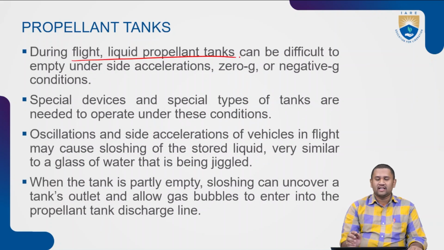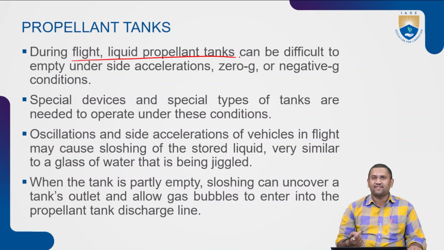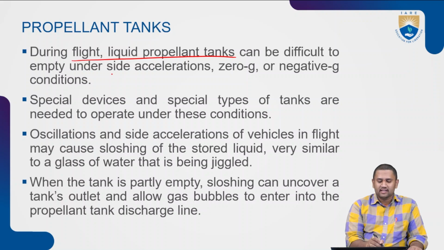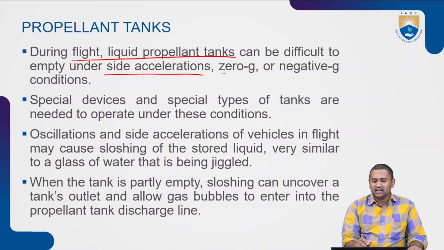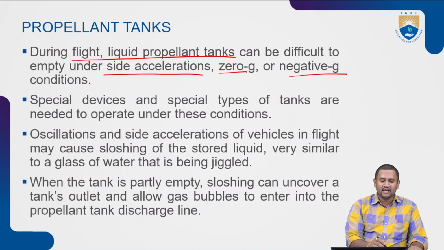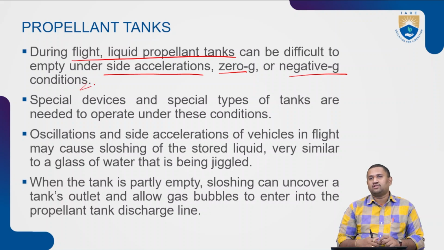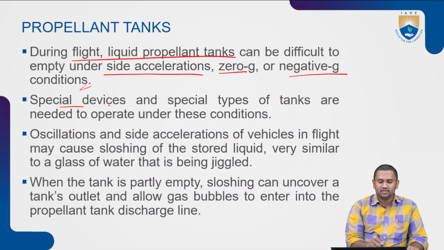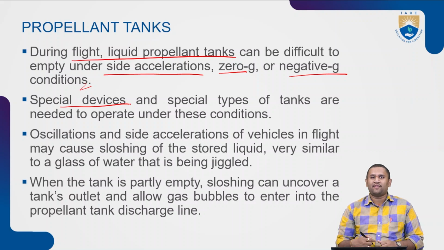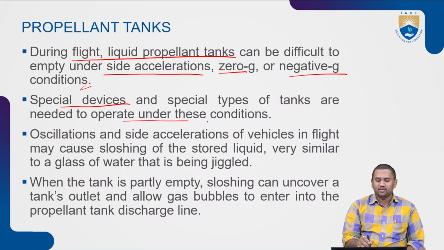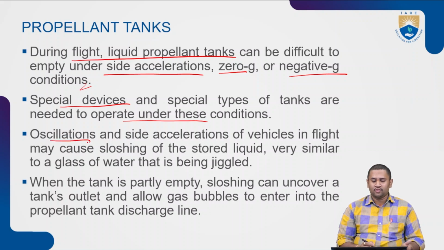And during the flight, liquid propellant tanks are difficult to empty under side acceleration, particularly under either 0 G or negative G conditions. So in order to recover that, we are using special devices or special types of tanks. Oscillations, as we have discussed earlier, the pogo or the side accelerations of the vehicle in flight may cause the sloshing of the stored liquid.